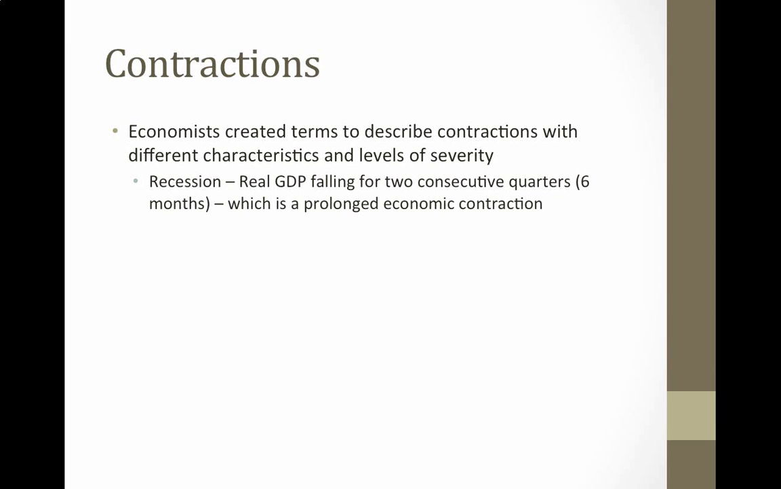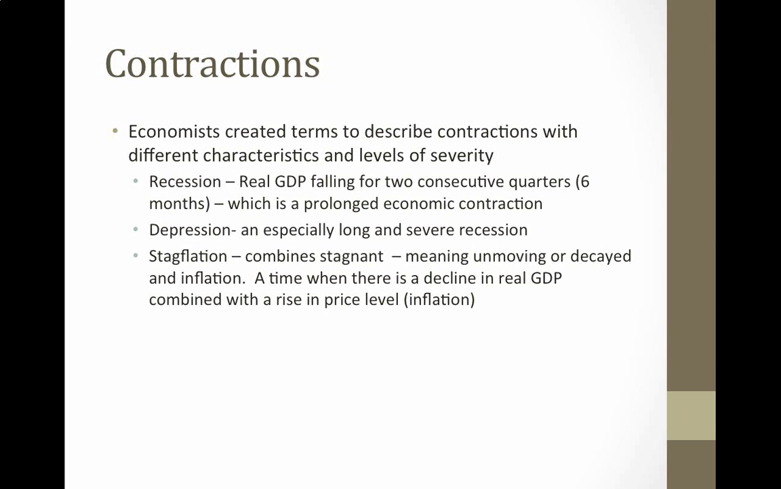We have several different terms to describe contractions depending on their characteristics and how severe they are. The first one is recession. That's where we have 6 months in a row or 2 quarters of no growth in the economy. And once we get that final report, that's 3 months after our 6 months. So it's really 9 months before we actually know that we've been in a recession because of how it's reported. And a depression is just an especially long and severe recession. And then you can have stagflation. Stagnant just means unmoving or decayed. And you have an unmoving or a declining economy with inflation, and those typically don't go hand in hand.